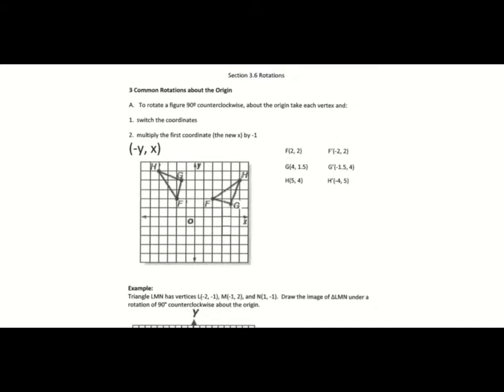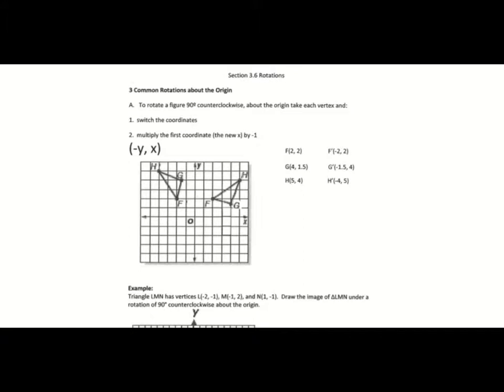In section 3.6, we are going to talk about rotations as our next form of transformation. Remember, we're still talking about rigid transformations because our rotation's not going to change the size of our object.